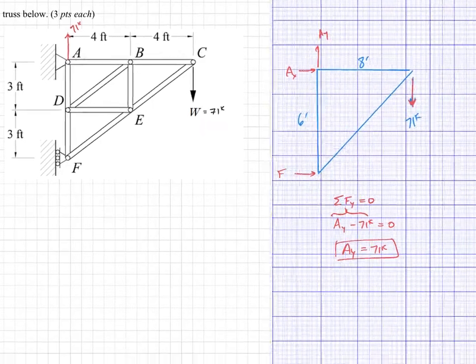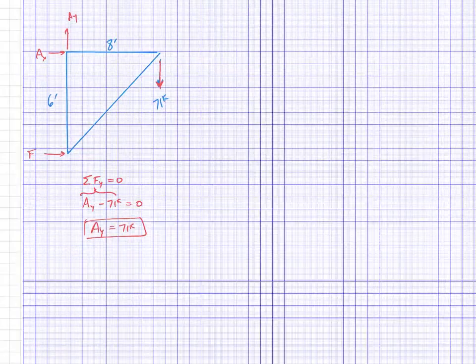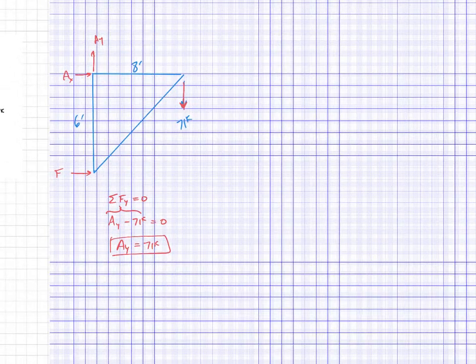Now I need AX and F, but I can't really sum forces in the X because there are 2 unknowns. So I'm going to sum moments. I'll do the sum of the moments around A, because that gets rid of AY and AX. So I've got F times 6 feet, and that's causing things to go counterclockwise, so that's going to be a plus. And then this 71 is going clockwise, so I've got 71 kips, and its moment arm is that 8 feet, so minus 71 kips times 8 feet equals 0.